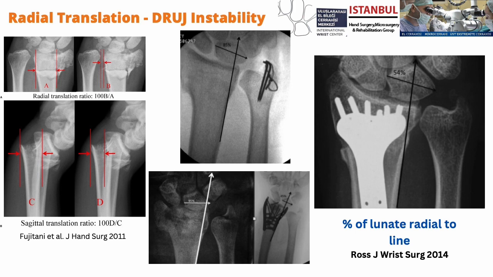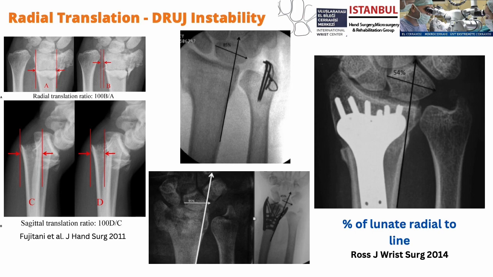Fujitani et al. first described the concept of radial translation as a prognostic indicator for DRUJ instability based on the pre-reduction injury radiograph. A further study done by Rose et al. found that with anatomical correction of the bony anatomy, in light of assessing the presence of radial translation deformity, any instability of the DRUJ often resolves.